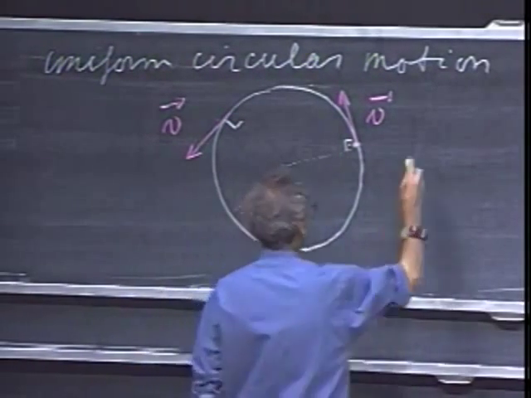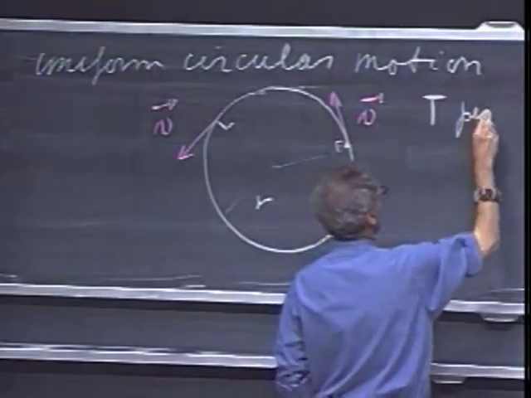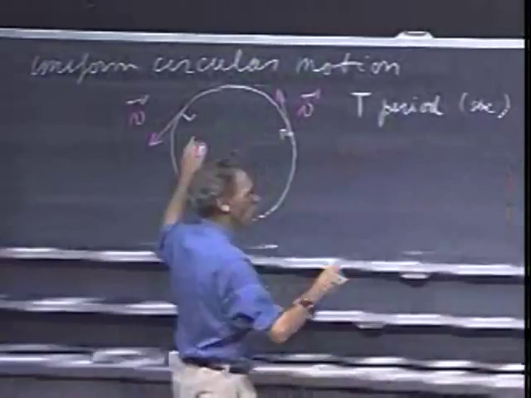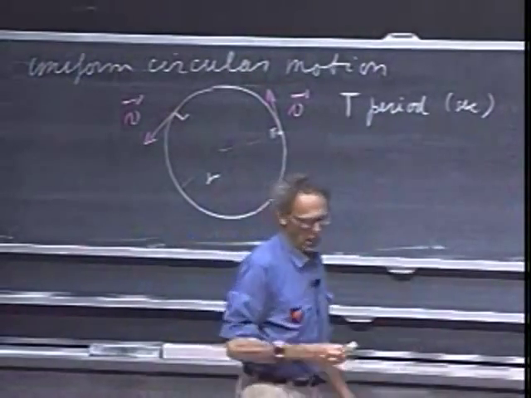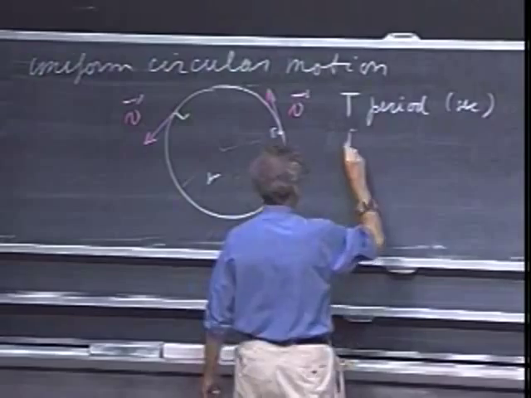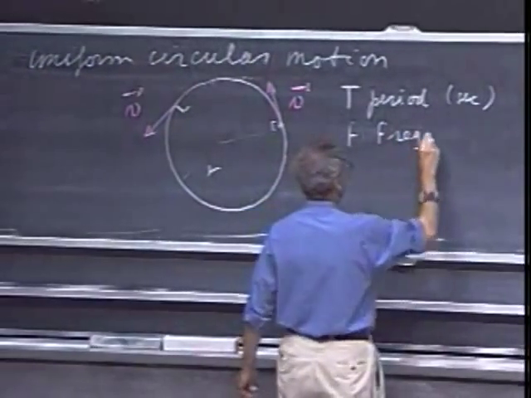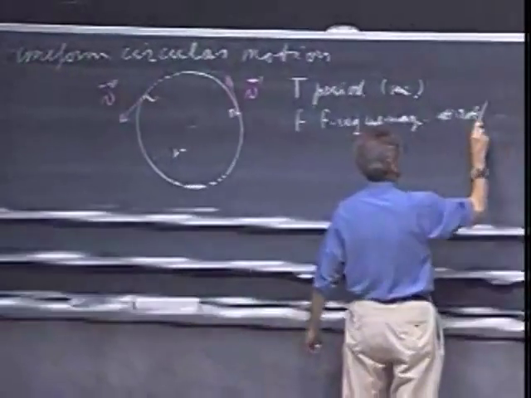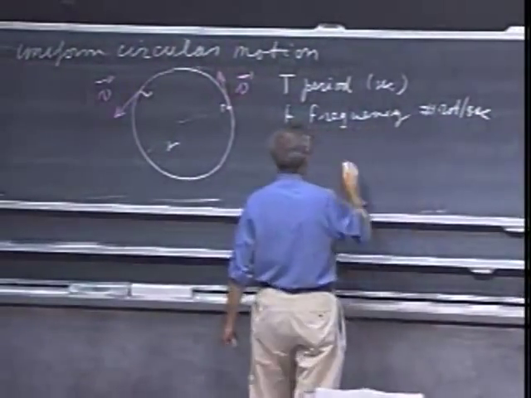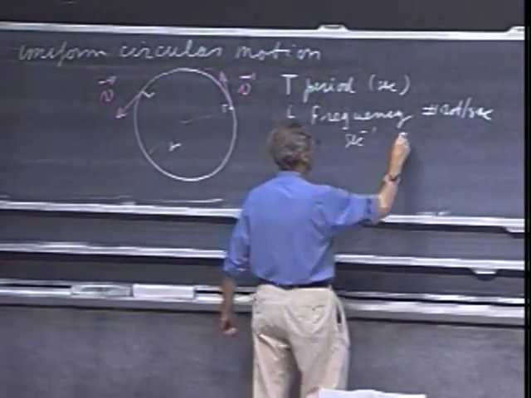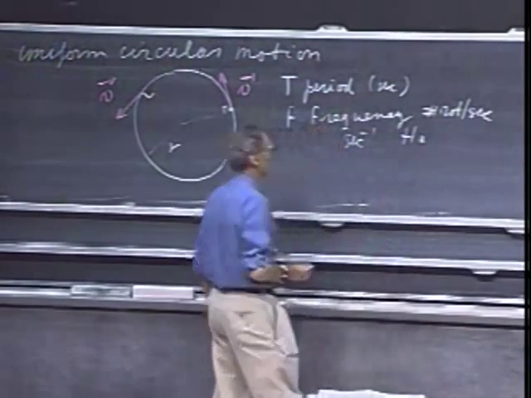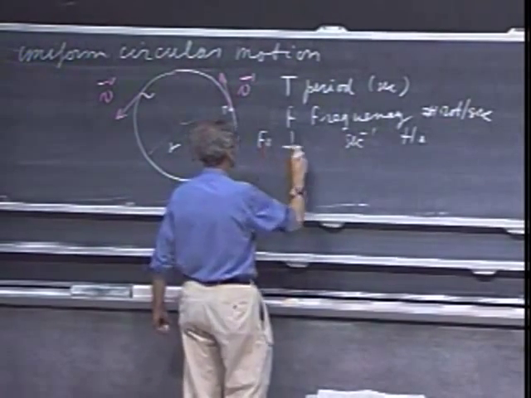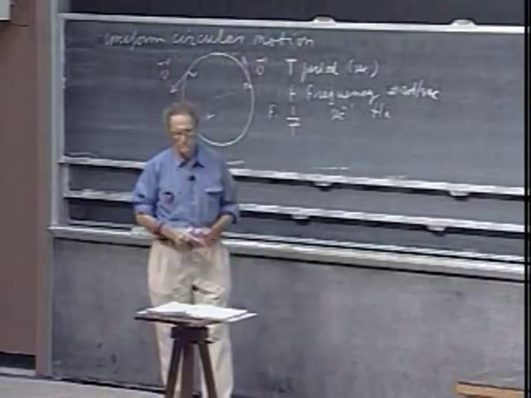We introduce T, what we call the period, which is of course in seconds, the time to go around once. We introduce the frequency f, which is the number of rotations per second. And so the units are either second to the minus 1, or as most physicists would call it, hertz. And so frequency is 1 divided by T.